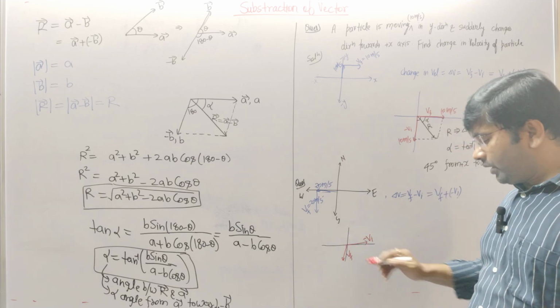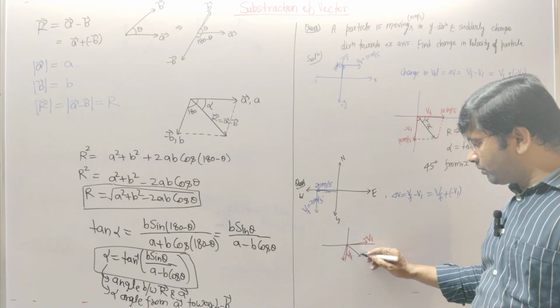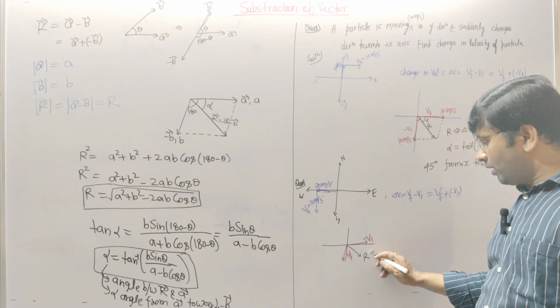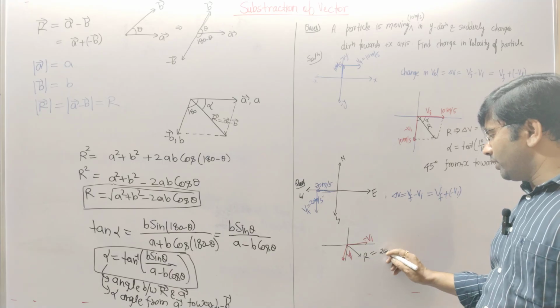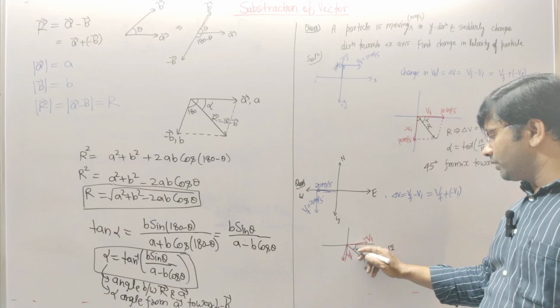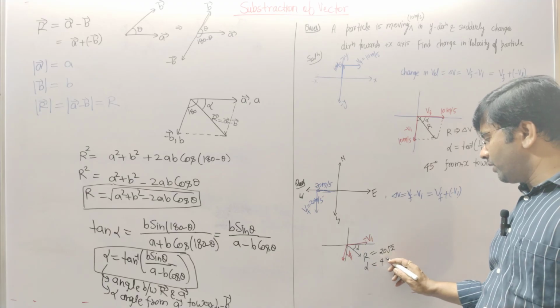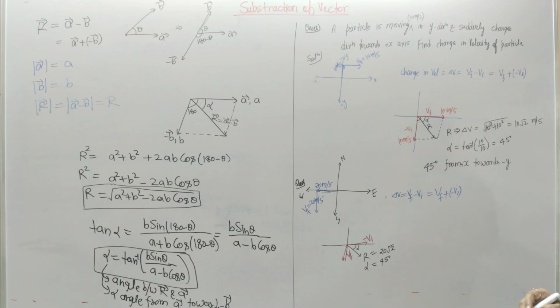So of course both will be at 90 degrees. Resultant will be this one. So what will be the resultant value? Again, they both are at 90 degrees, so the resultant will be 20 root 2. And what is alpha? This is alpha. So alpha will again be 45 degrees, because both are equal in magnitude. Clear? Okay, so this is how.